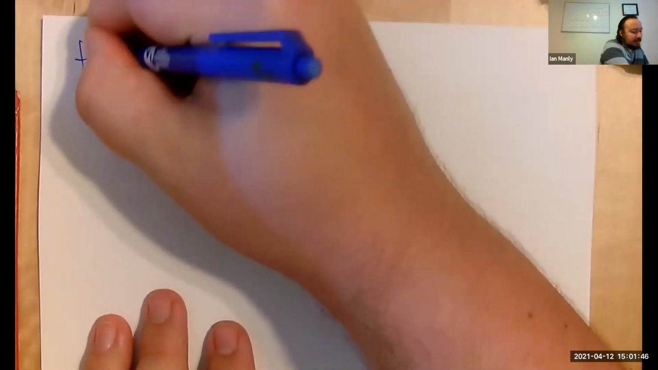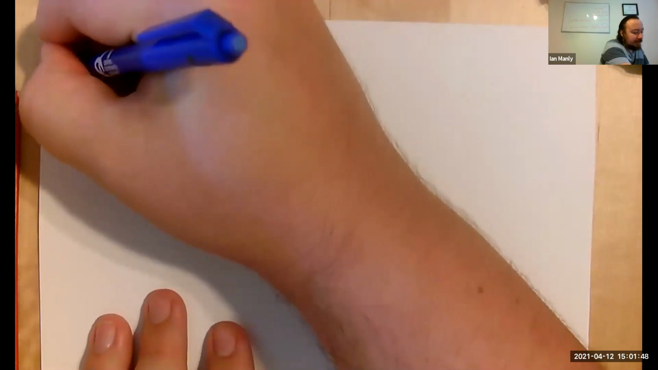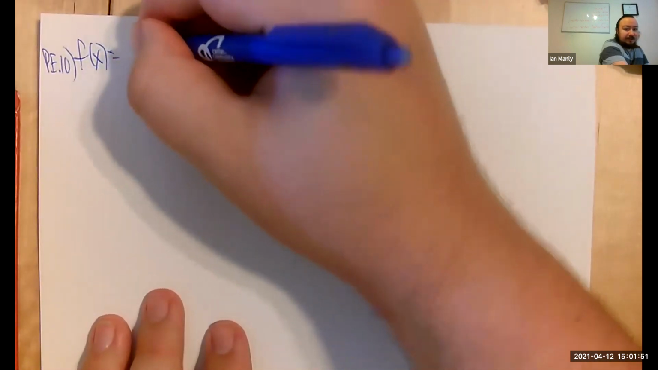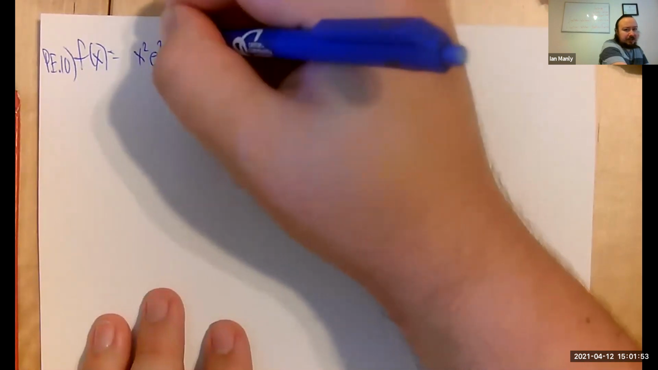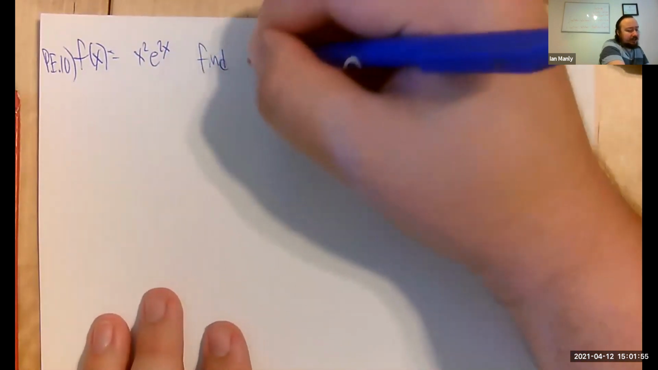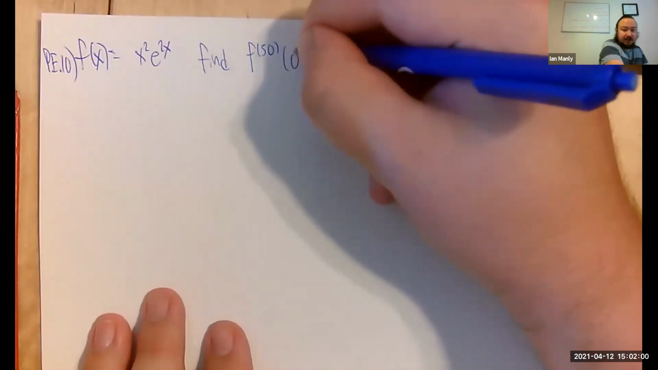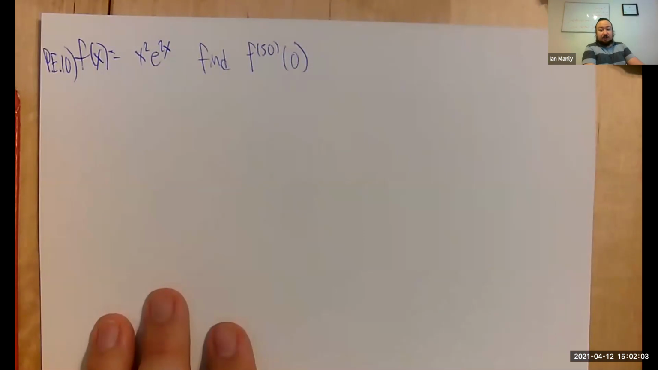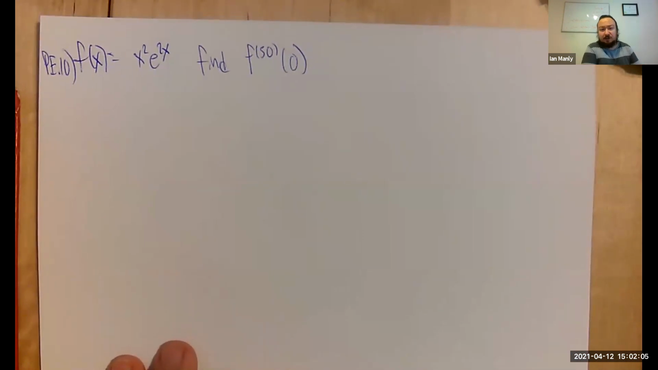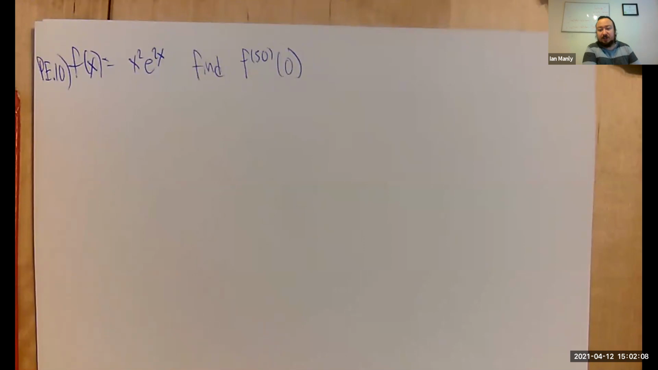All right, so let me pull up my practice exam. All right, so question 10. For this one, our function is x squared e to the 2x, and our goal is to find the 50th derivative at zero. We want to find the 50th derivative of this function at zero.